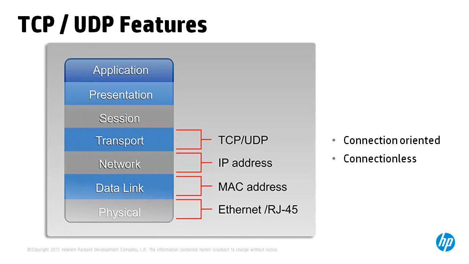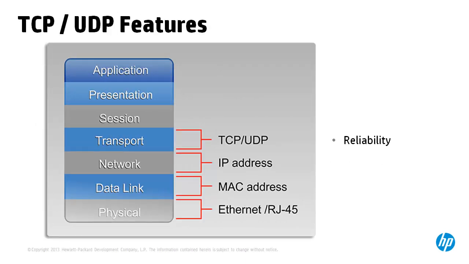TCP is connection orientated, UDP is connectionless. TCP will establish the session connection and maintain the connection during the entire transmission. Once the transmission is complete, the session is terminated. UDP, on the other hand, does not set up sessions and will just send the data in the hope that the receiver will receive it.